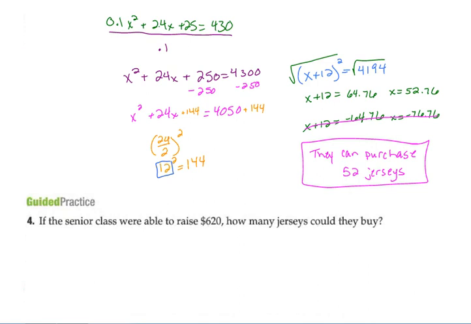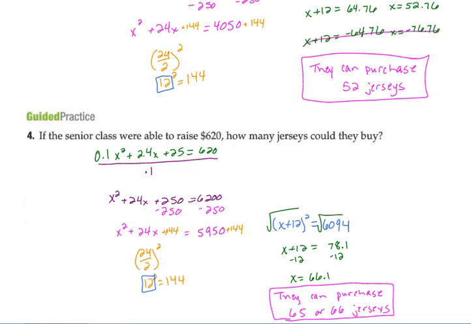Okay, go ahead and try guided practice 4. Okay, going through all of our crazy steps, getting down to solving. Notice how I didn't even solve half of the equation because I knew it would be negative. I got down to 66.1. And then I started debating, well, someone's going to be able to chip in a couple dollars to get that extra tiny little bit of that 66. So I'm going to say they can purchase 65 or 66 jerseys, depending on how nice their coach is, to chip in that extra little bit of money.